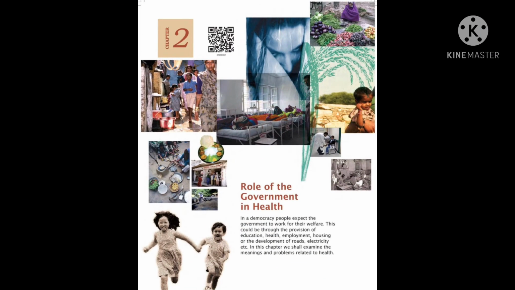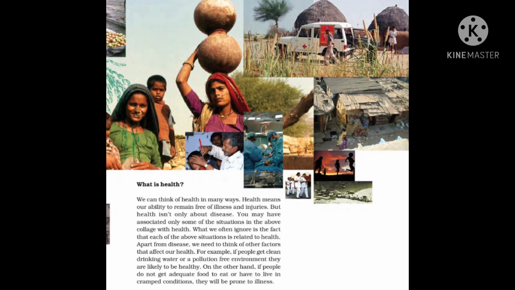In a democracy, people expect the government to work for their welfare. This could be through the provision of education, health, employment, housing, or the development of roads, electricity, etc. So, in this chapter, we shall examine the meanings and problems related to health. Now, the question arises, what is health?